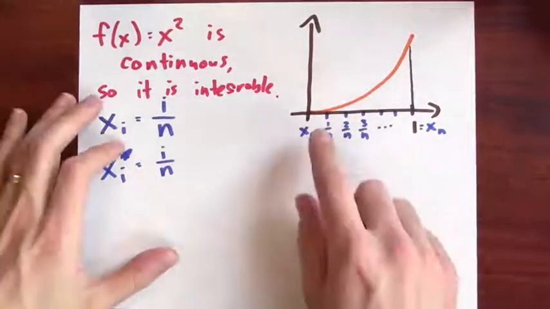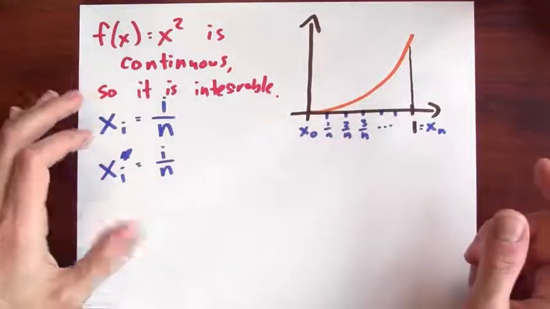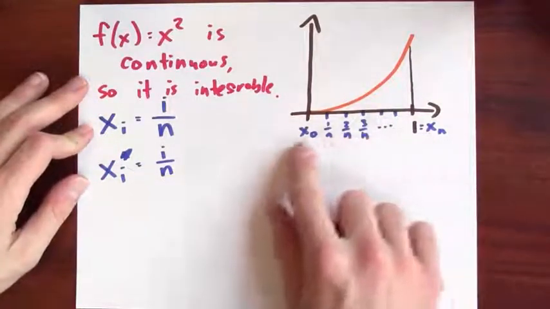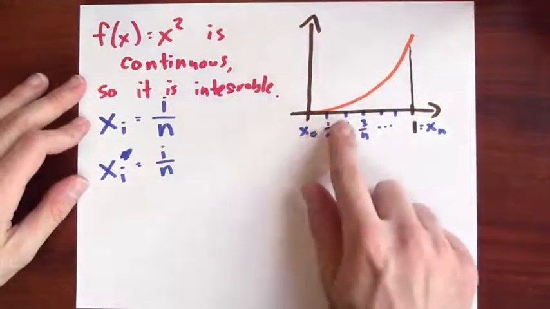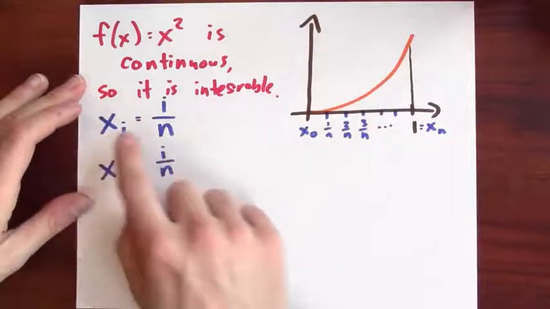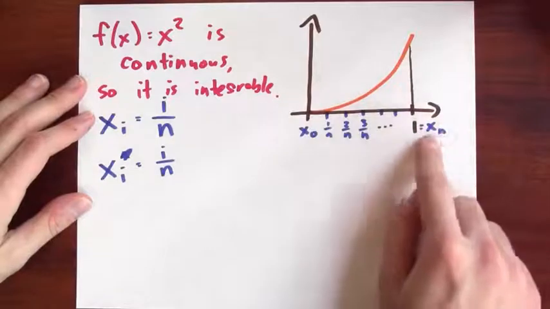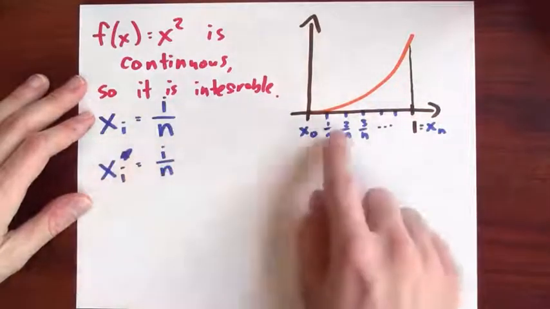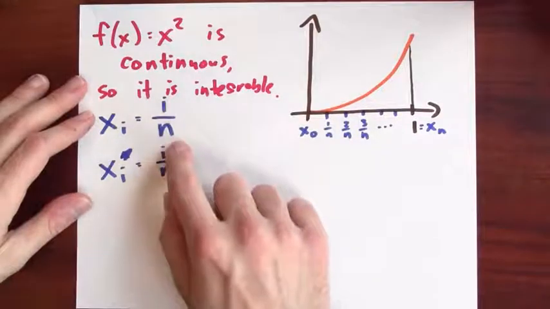So I'm going to choose a partition where each of the subintervals has the same width, 1 over n. I'm going to divide the interval into n pieces, each with the same size. Now I've got to figure out exactly where those cut points are being made, and I'm labeling those points x sub i. So my left-hand endpoint is x sub 0, and my right-hand endpoint is x sub n. And my cut points in between, where I'm cutting up the partition, are at i over n.